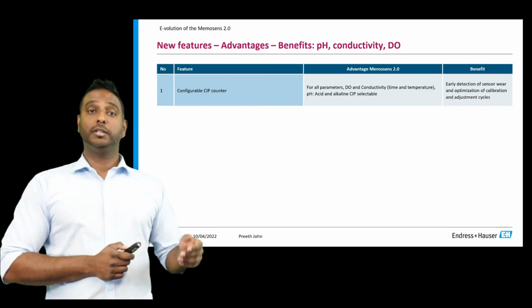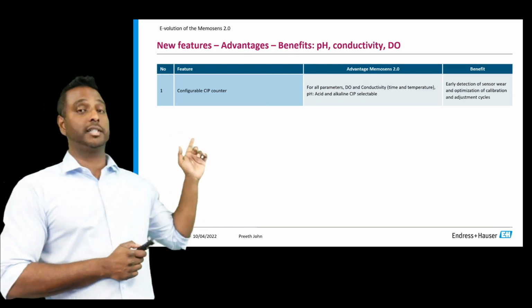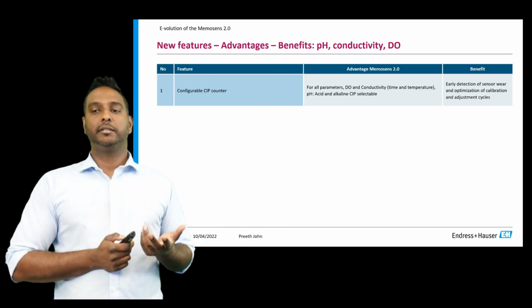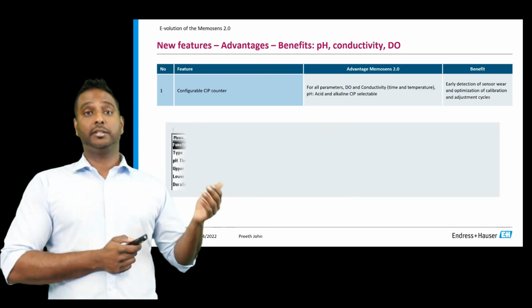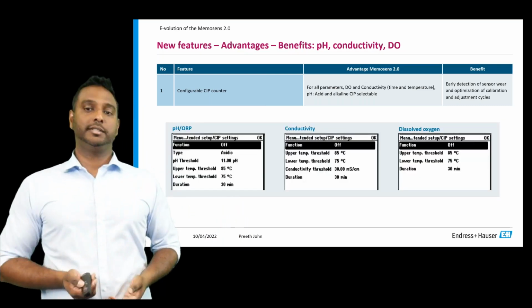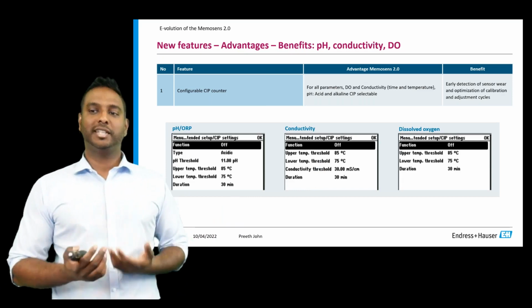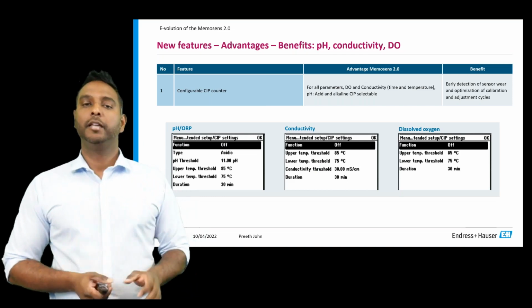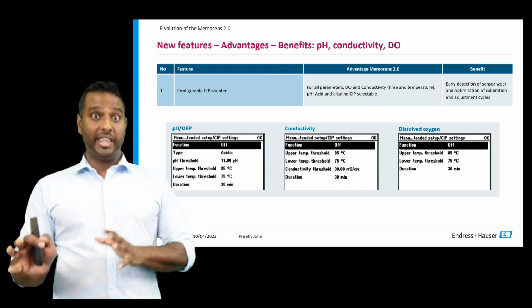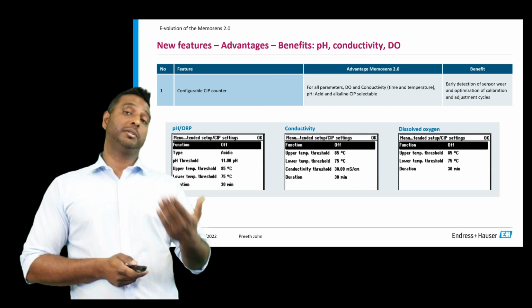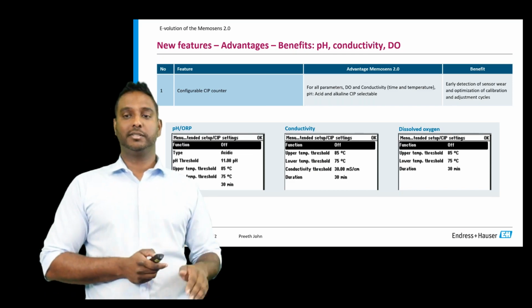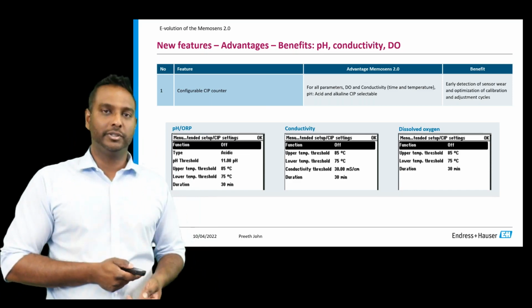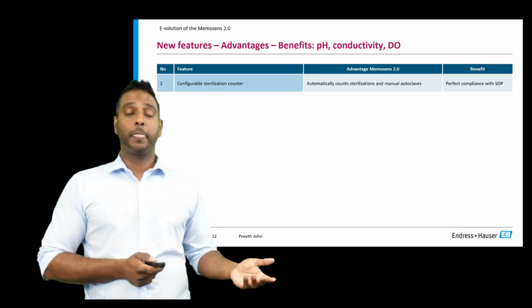When you do, one of the very first things you'll notice is that you'll get a configurable CIP counter. So what is it? A fixed CIP counter is available for the pH, conductivity, and dissolved oxygen sensors. And in the past years, the CIP cycles have become more individual depending on the application and the customer. So the demand for it was there. Now we've actually implemented it in all of the Memosens 2.0 sensors. So this gives you the opportunity to monitor these sensors and see the impact of it on the sensor itself.